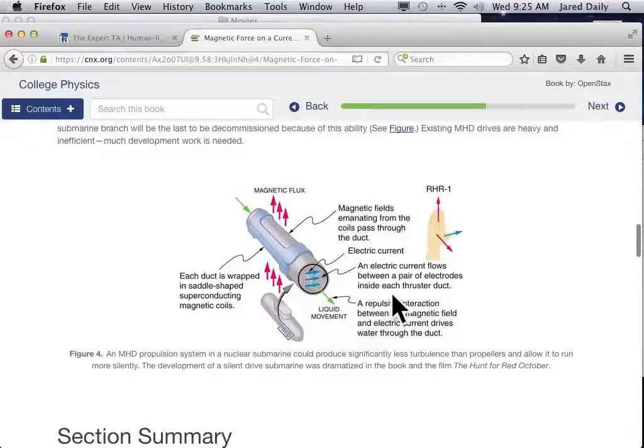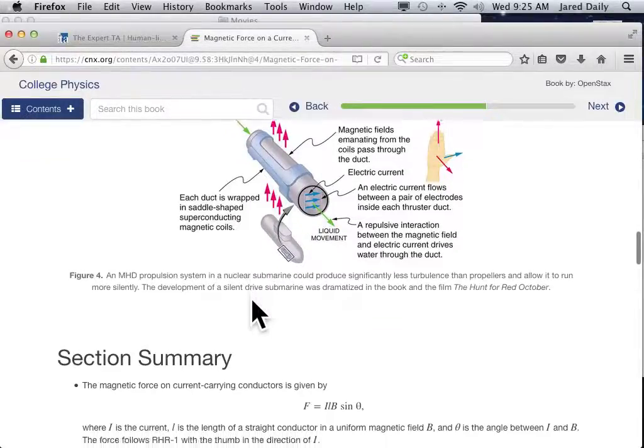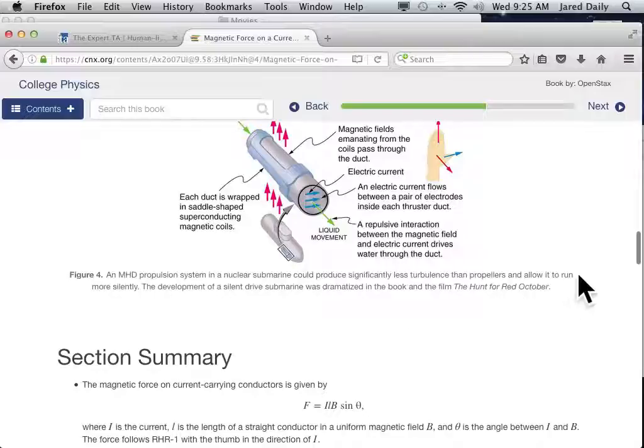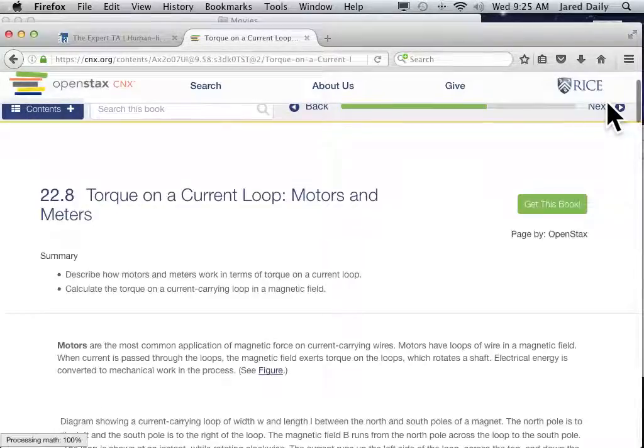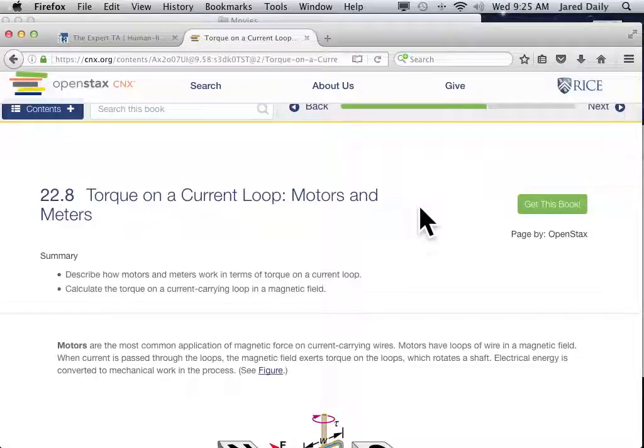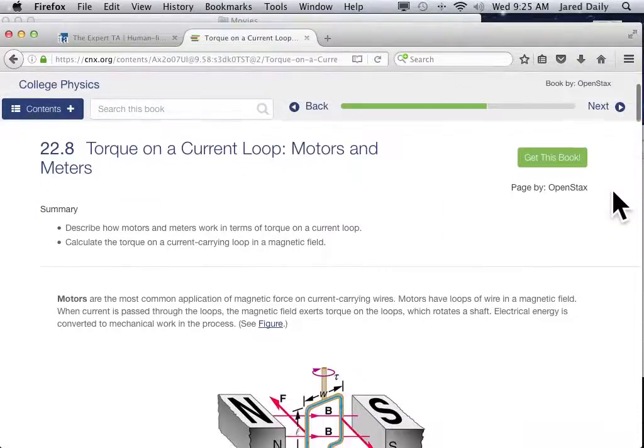Here they show it in a submarine. And they talk about the Hunt for Red October. How many of you have seen The Hunt for Red October? Great movie. Probably the best submarine movie ever made.